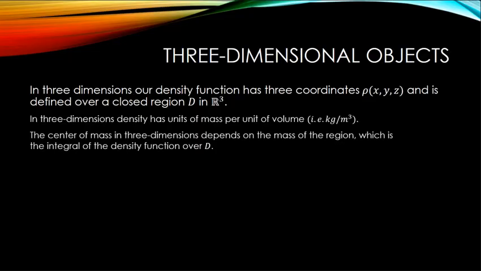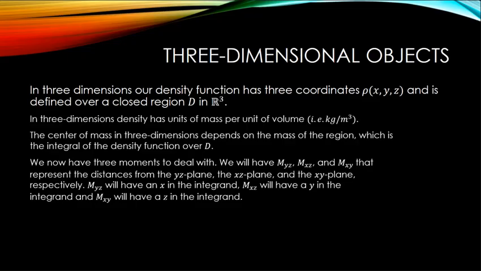The center of mass in 3 dimensions depends on the mass of the region, which is the integral of the density function over D. We now have 3 moments to deal with. We will have m sub yz, m sub xz, and m sub xy. These all represent distances from the yz plane, the xz plane, and the xy plane respectively. M sub yz will have an x in the integrand, m sub xz will have a y in the integrand, and m sub xy will have a z in the integrand.